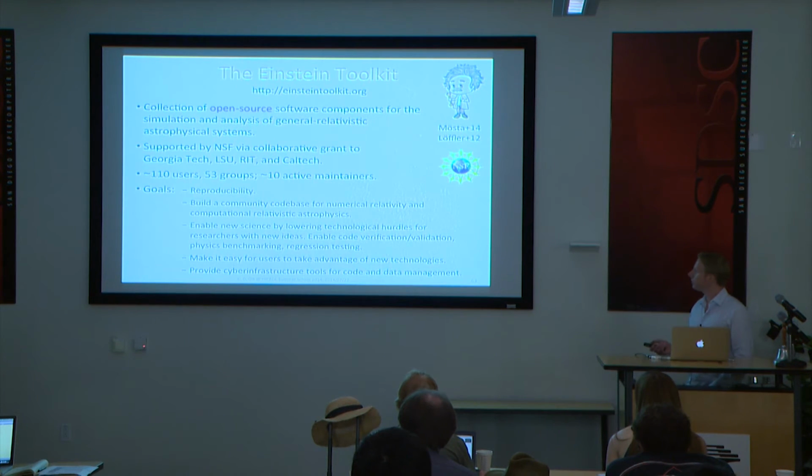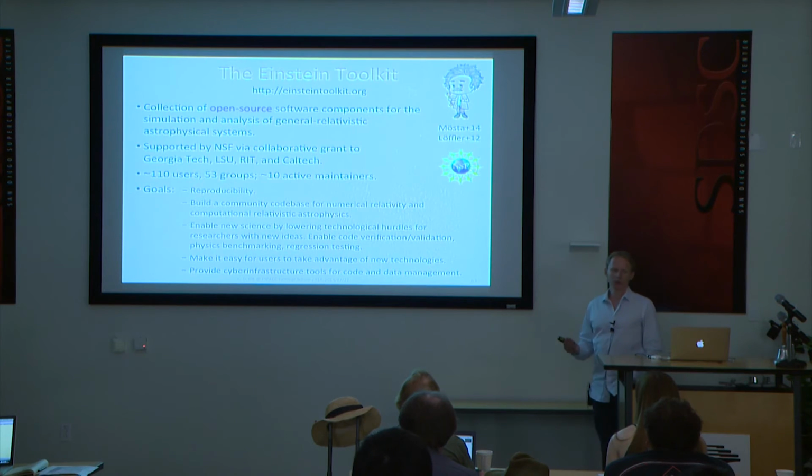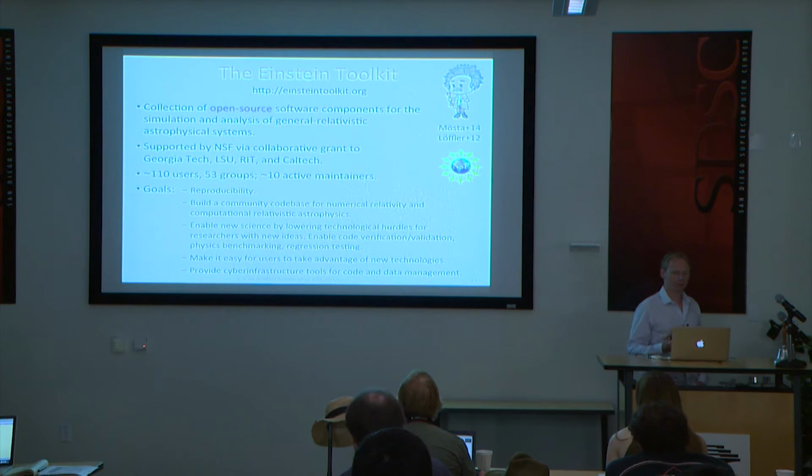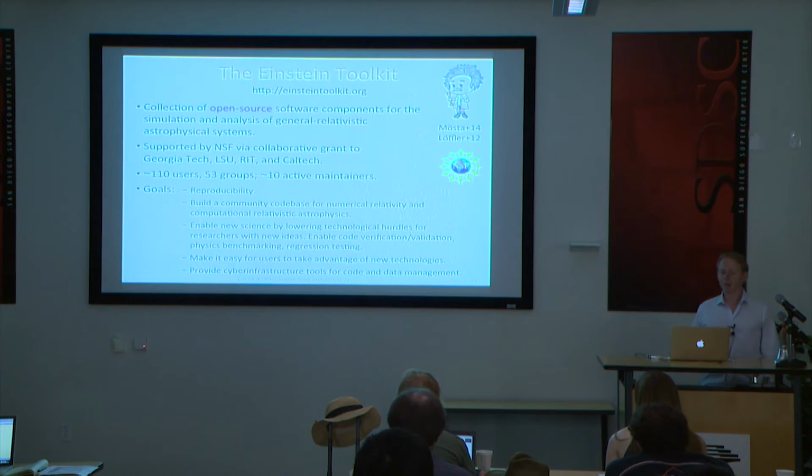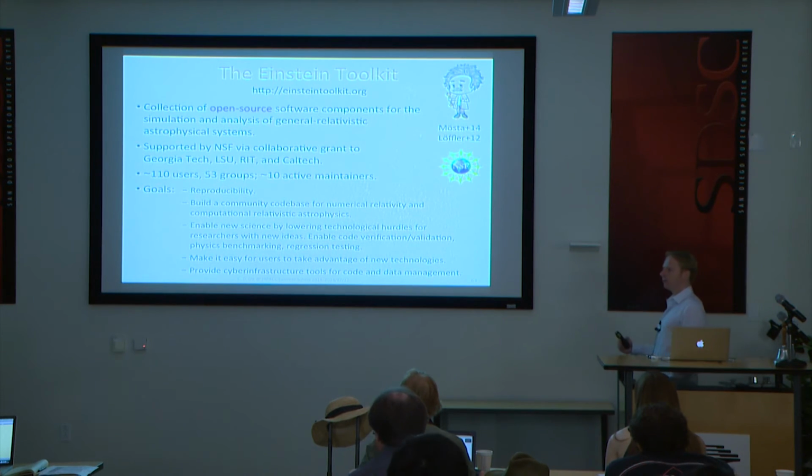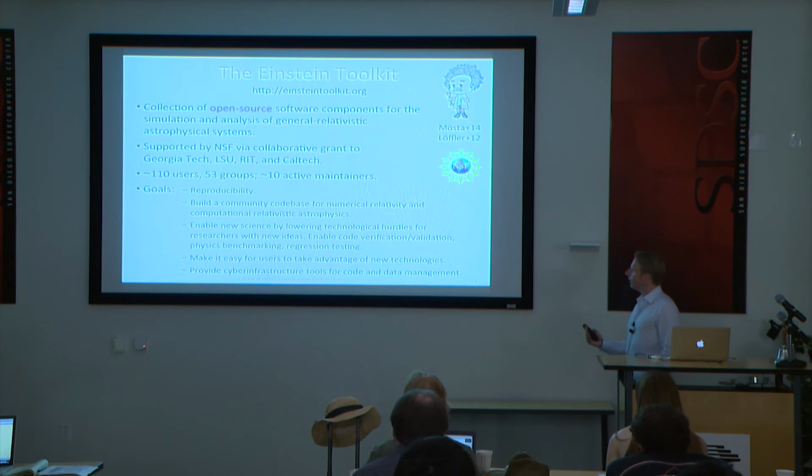The goal is reproducibility. It's to build a community code base for numerical relativity and computational relativistic astrophysics. It's to enable new science by lowering the technological hurdle, to avoid people having to reinvent the wheel and write another Einstein solver. That's a big mess. You don't want to waste your 5 years of grad student time on this. You want to do astrophysics. It enables code verification and validation because there's an open code base. You can just go look at what the code does.